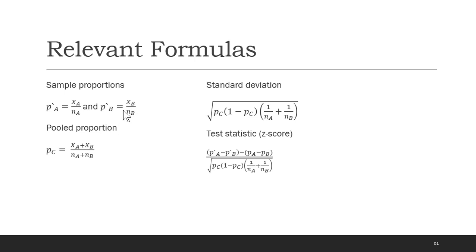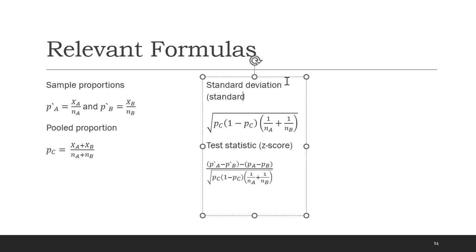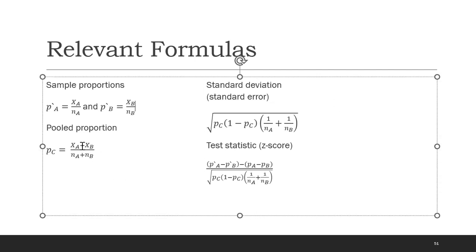We have a new metric, the pooled proportion, where I add up the numerators and denominators from my P primes. The standard deviation comes from the pooled proportion, and I should probably put that this is really your standard error, is maybe the better way to think of this. So we have the pooled proportion goes into this. So I take the pooled proportion times 1 minus the pooled proportion times 1 over n sub a plus 1 over n sub b, and take the square root of all this.